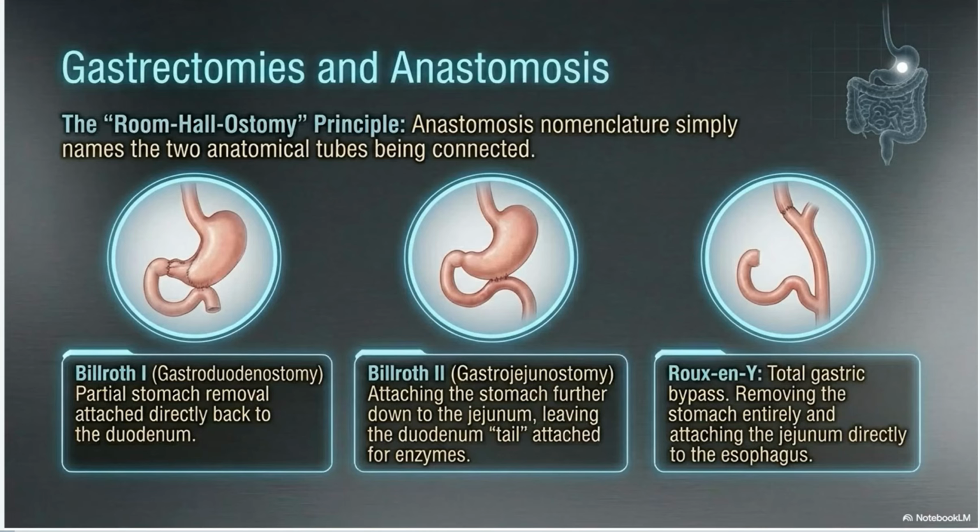One example shown on the slide is the Billroth 1 procedure, in which the remaining portion of the stomach is connected directly to the duodenum. This allows digestion to continue through the normal pathway of the small intestine. Another reconstruction method is the Billroth 2 procedure, where the stomach is connected to the jejunum instead of the duodenum. This bypasses the duodenum entirely and is often used when the duodenal tissue is diseased or damaged.